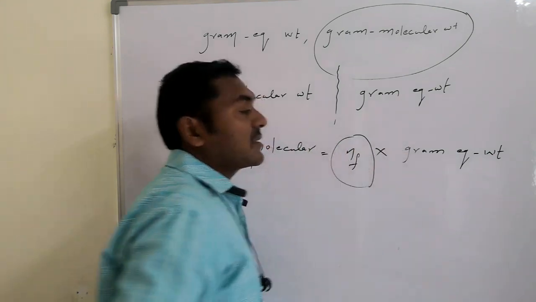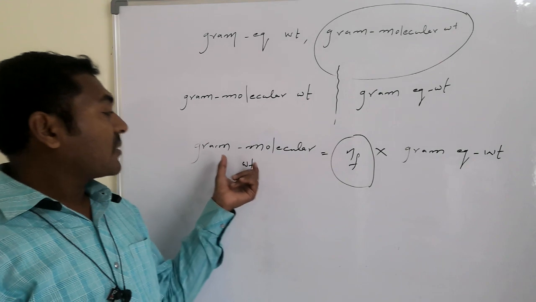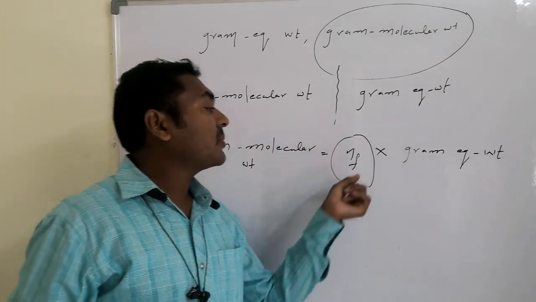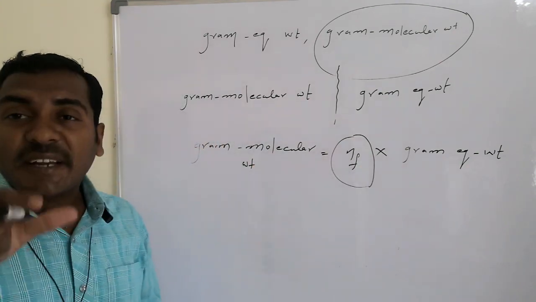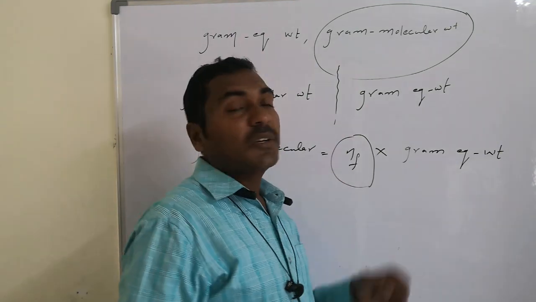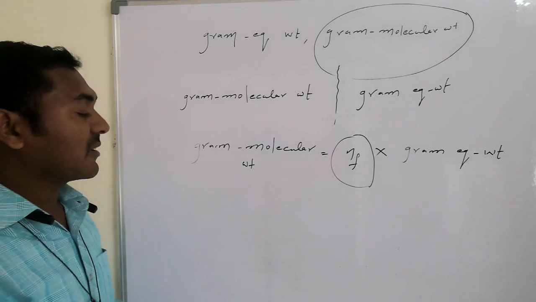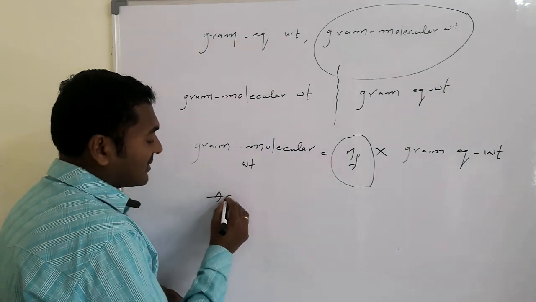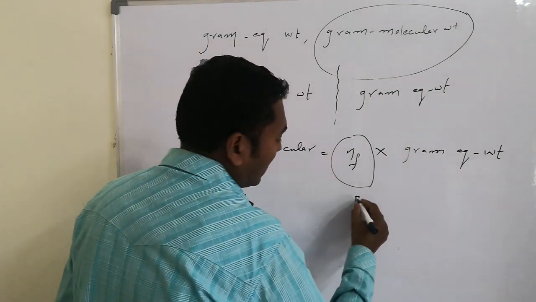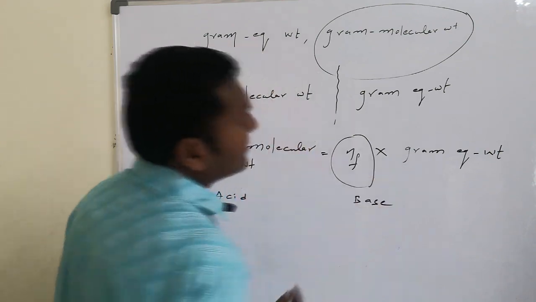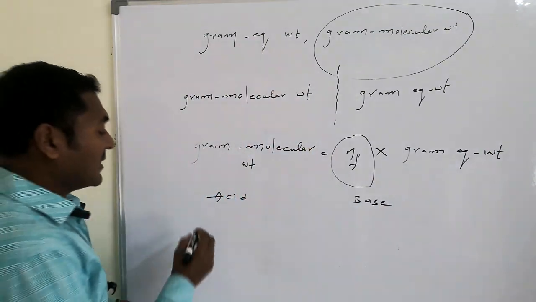So therefore gram molecular weight will be equal to some number of times the gram equivalent weight, whereas this number is nothing but what? That is, from 1 gram molecular weight, the number of active species produced will be equal to n factor. So gram equivalent weight times n factor will be equal to gram molecular weight. Suppose I go for an acid, a base, or an oxidizing agent, then how to decide the n factor? Let us have a discussion.